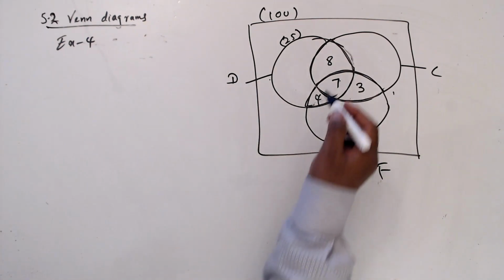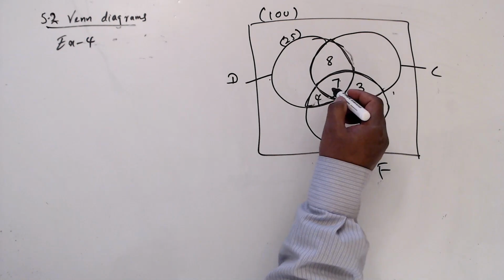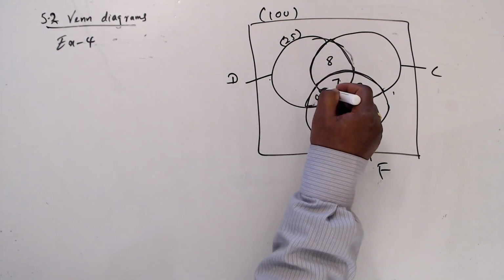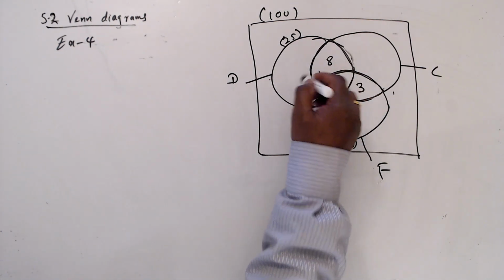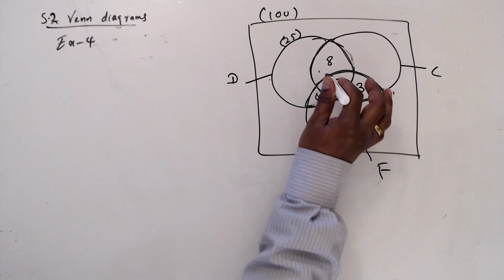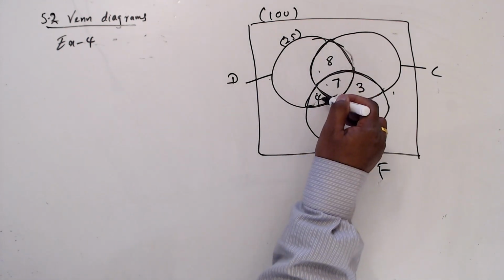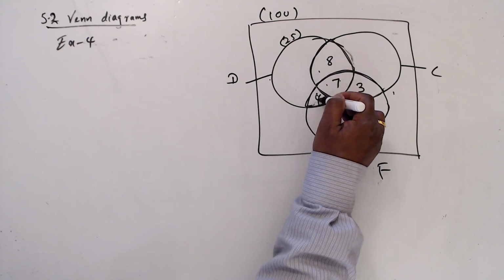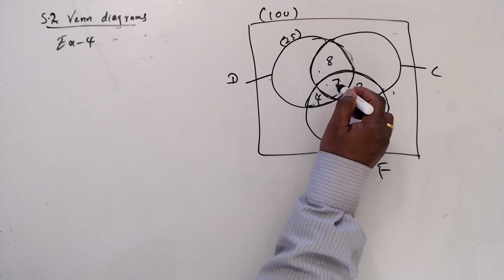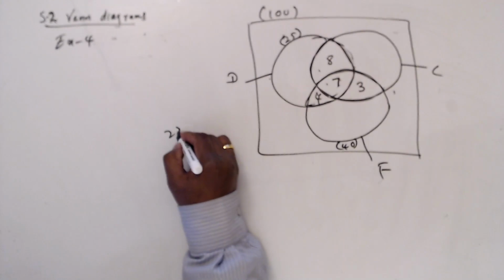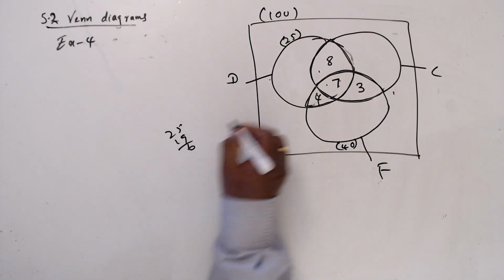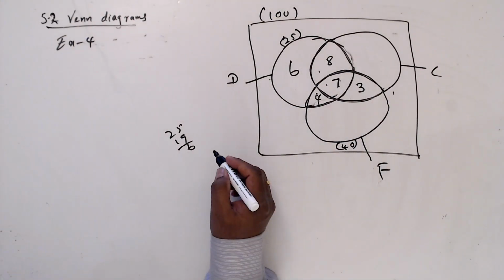Now when I look at this circle, within this circle there are 1, 2, 3, and 4 areas. 3 areas I know, only one area is missing. So 25 minus these things. 8 plus 4, 12. 12 plus 7, 19. 25 minus 19, 6. So this is 6. So that is done.